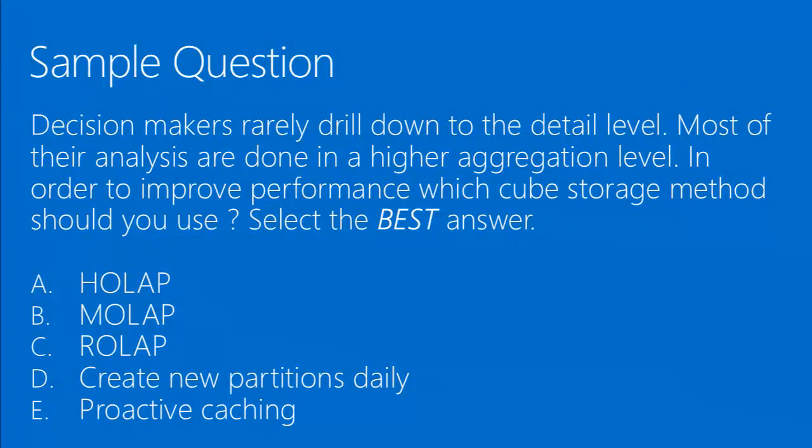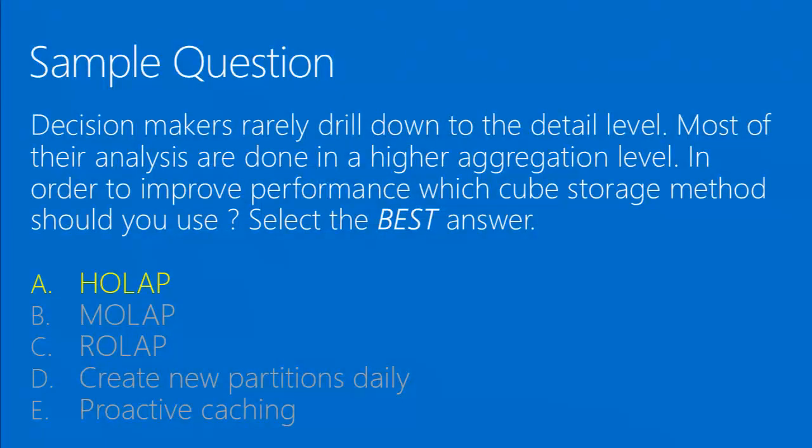In any case, it doesn't apply to the scenario, does it? Nope. It doesn't apply to the scenario because the scenario is talking about working on the aggregation level. So proactive caching, whatever the case, is not the answer. So it leaves us with A. That would be the right one, regardless of the proactive cache. We're going to check that out in the documentation a bit.